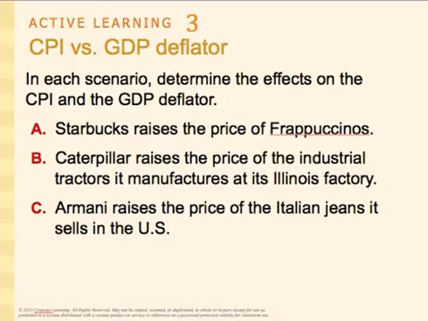Now, active learning exercise part 3. CPI versus the GDP deflator. In each scenario, determine the effects on CPI and on the GDP deflator. In scenario 1, Starbucks raises the prices of Frappuccinos. In part B, the heavy equipment manufacturer Caterpillar raises the price of the industrial tractors it manufactures at its Illinois factory. In part C, Armani raises the price of Italian jeans it sells in the U.S. Okay, these have a plethora of potential effects on the market, but they also change CPI and GDP. All right, so maybe take a moment, think about those, and then we'll proceed to the next slide.